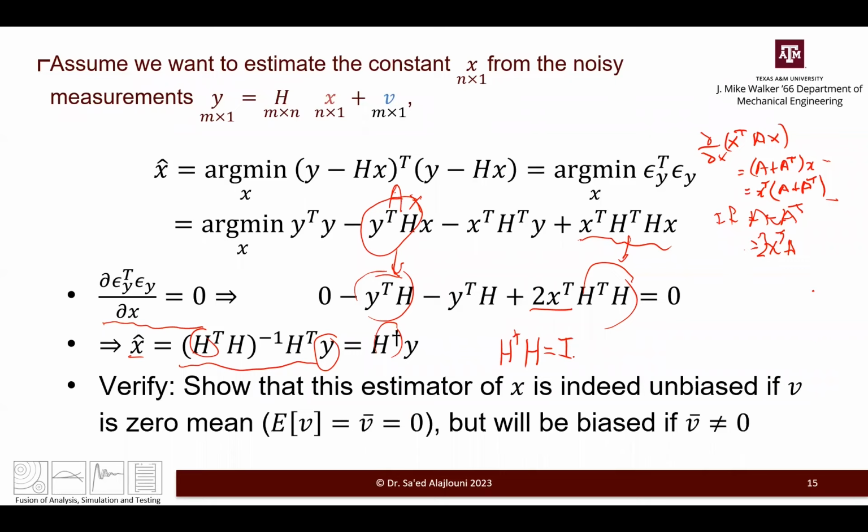So now, as an exercise, I'm not going to do it here. Show that this estimator, or this x hat, is unbiased if the noise v is indeed zero mean, but it will be biased if the noise is not zero mean. This is why it's a good idea, at least in my work, I use a high pass filter to make sure that my acceleration signal, when I do my analysis, is zero mean, because there's a slight bias, yeah, or detrend, yeah.